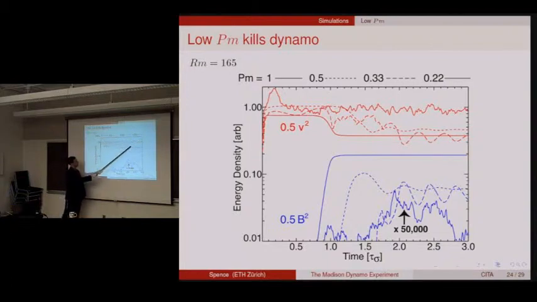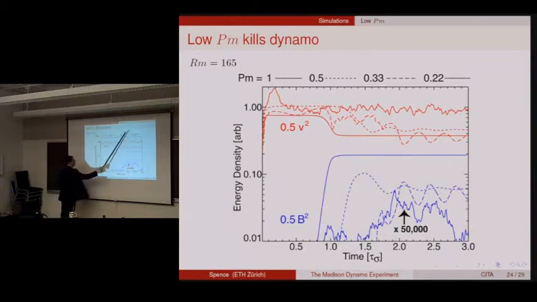As we lower the Prandtl number, here's Prandtl number a half on this line here. It wobbles around a bit, but then it saturates. It takes a little longer to do because viscosity is less important. And same with 0.33, the Prandtl number you can see here. That's this one over here. The magnetic field energy grows, and we get the relaminarization that we saw in the last plot.